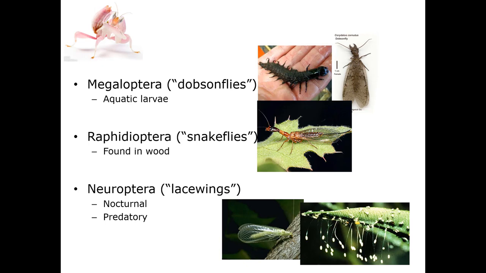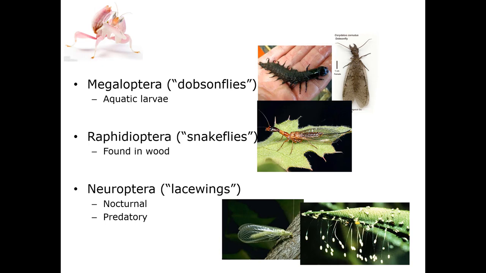So if you've ever come home and seen what looks like little pieces of thread with eggs on top on your door or somewhere like that, she'll often lay them in a line, maybe a little spiral, something like that. Those are Neuropteran eggs. Every year I get a few Neuropteran egg clutches on my front door.